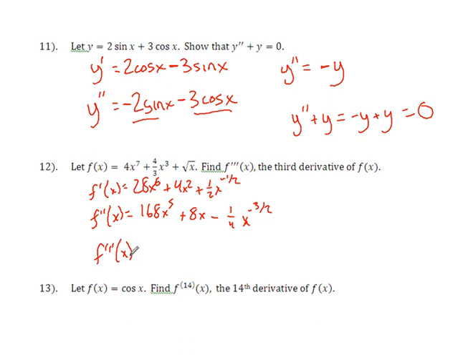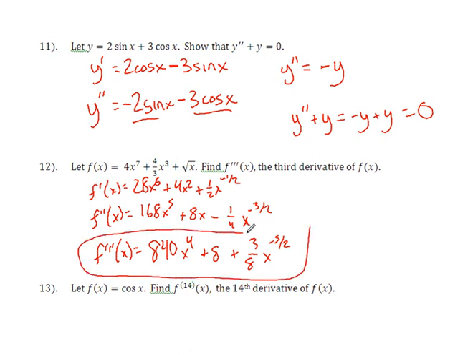Triple prime, the third derivative. This becomes an 840 x to the 4th plus 8 plus 3/2 x to the negative 5/2. That's what you would want as your answer in the end, that big long thing.